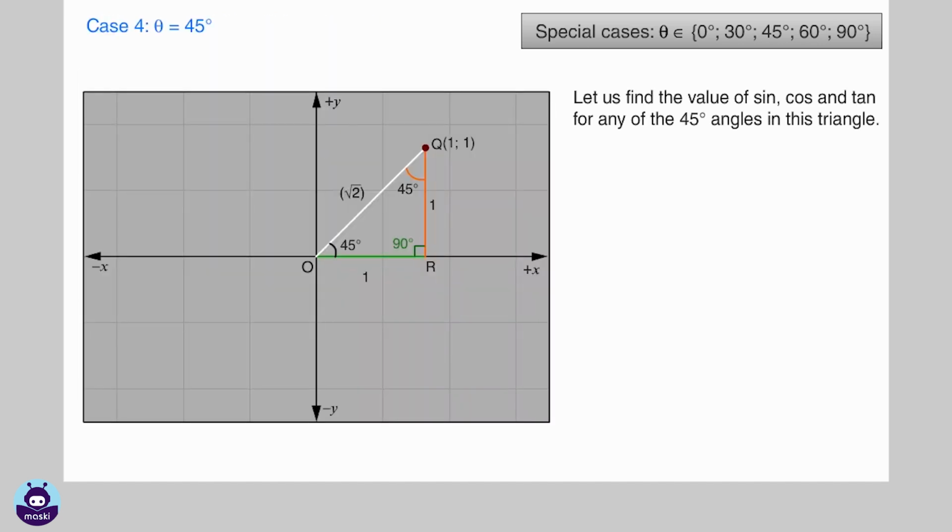Let us find the value of sine, cos, and tan for any of the 45-degree angles in this triangle. With respect to the angle QOR, side QR is the opposite side and measures 1 unit. Length of the adjacent side OR is 1 unit, and the hypotenuse OQ measures √2 units. We can now calculate the trigonometric ratios as sine 45 degrees equals 1 over √2, cos 45 degrees equals 1 over √2, and tan 45 degrees equals 1.